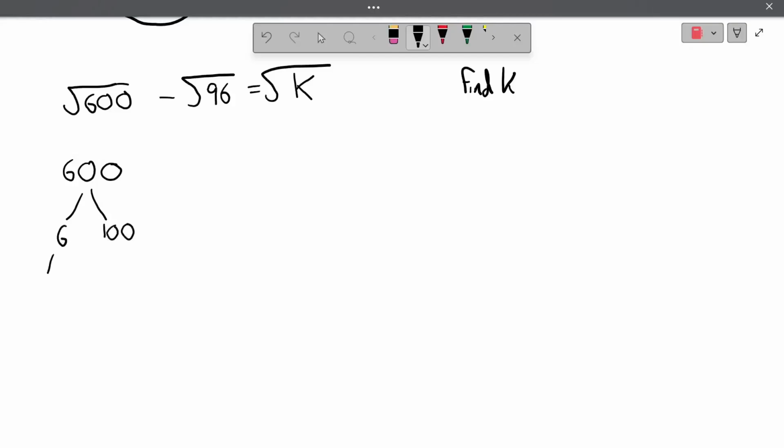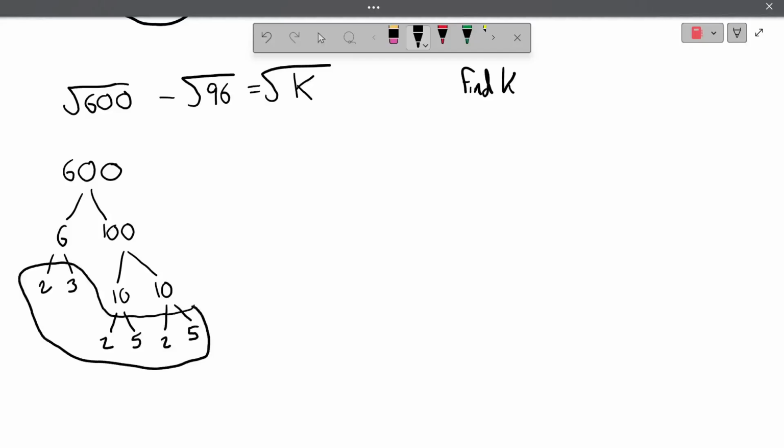So if you can spot these ones, like 6 times 100, and then we can split the 6 into 2 and a 3. And the 100, I split into 10 and 10. There's nothing wrong with splitting these up into things like that. I'm going to put a loop around our prime numbers. We could then work out our prime factor pairs.